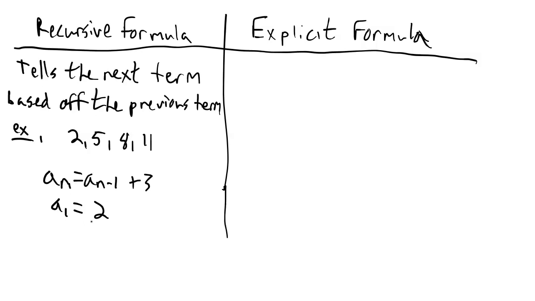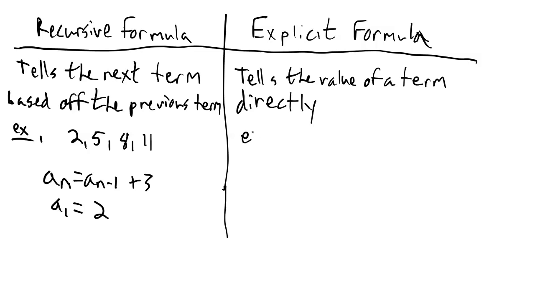But what if you just had the starting term and you wanted to look at the 3000th term, right? You don't want to have to do this 3000 times. This is where an explicit formula comes into use. An explicit formula tells you the value of a term directly. You don't need any of the other terms to know this. So the explicit formula tells the value of a term directly.